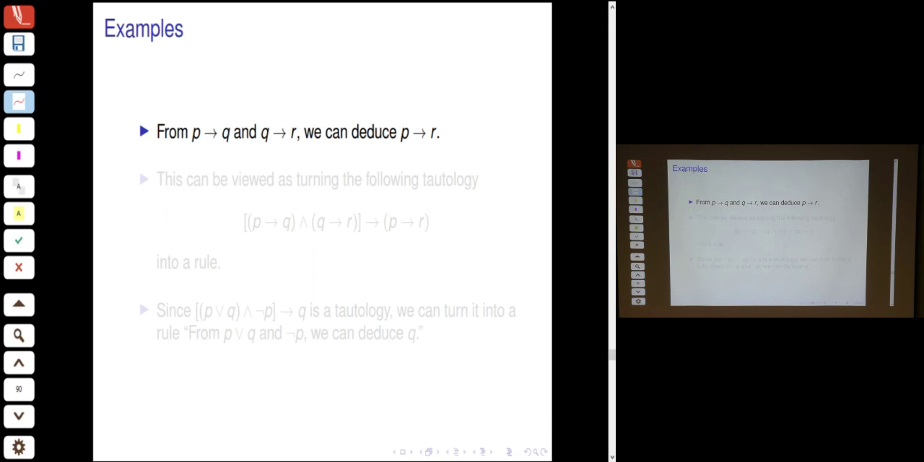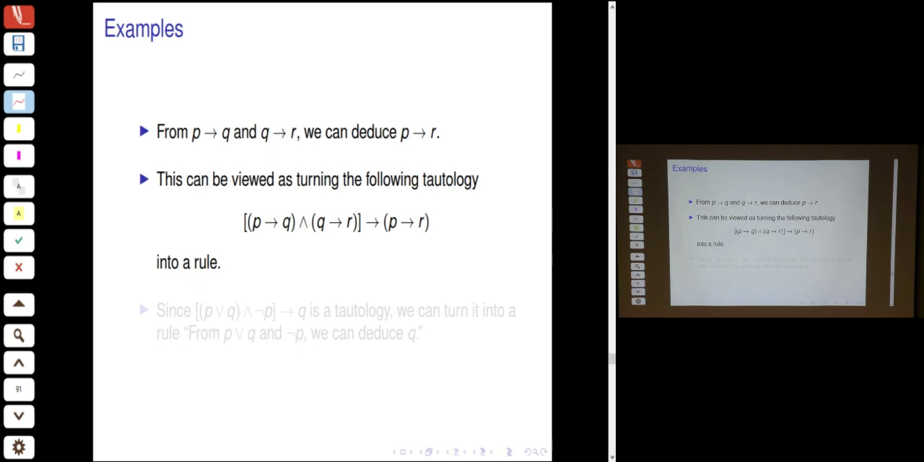Now, how do we justify the rule? Because this is a tautology. So these things keep truth. So this tautology justifies making this a rule. Well, I don't think we are going to use lots of complicated rules, so let me skip some of these.